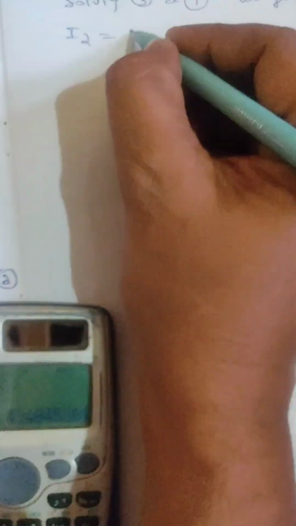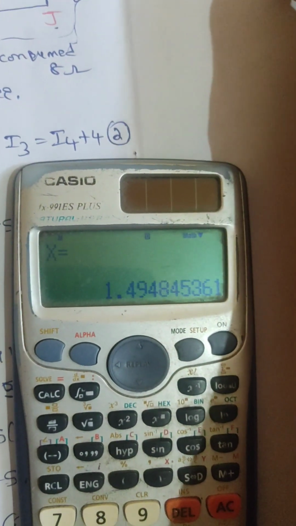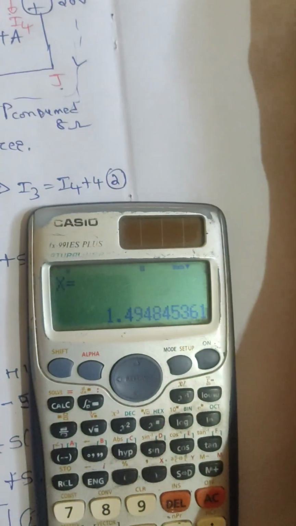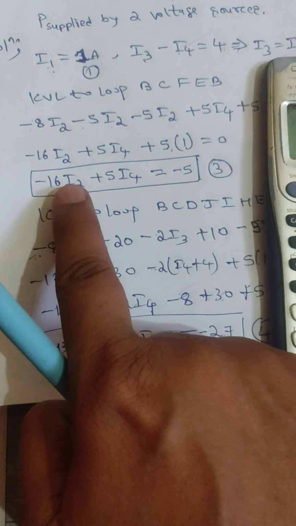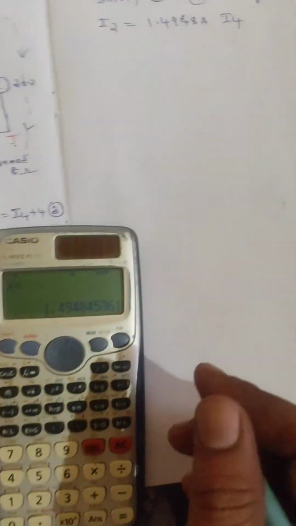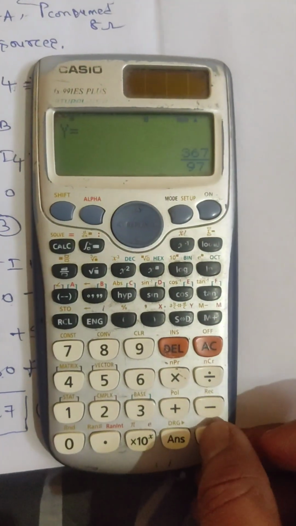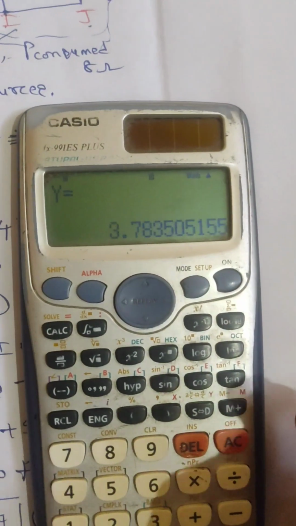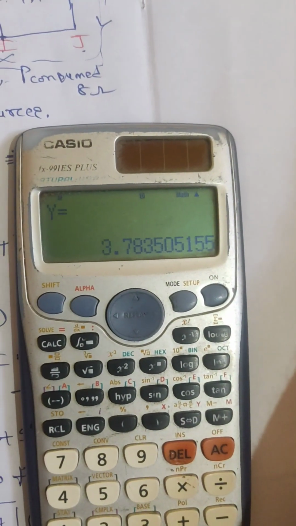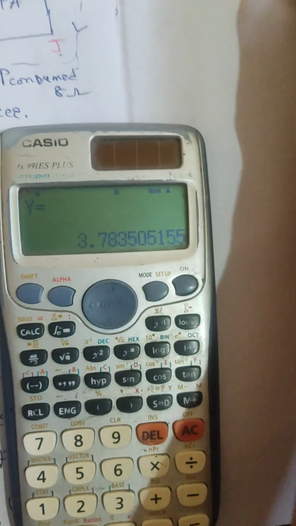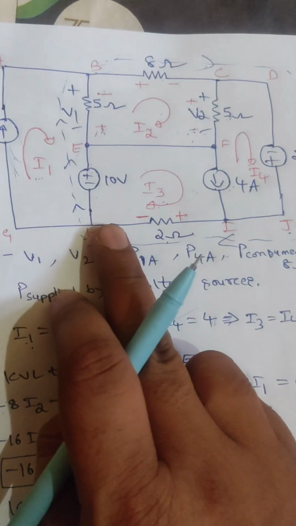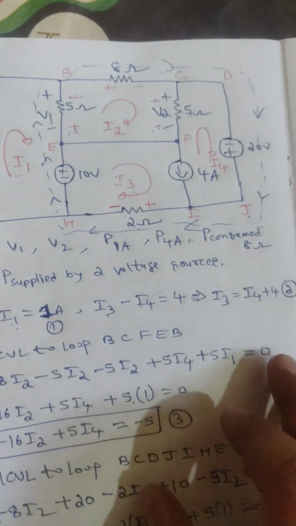So later we can write, by solving 3 and 4, we get the value of I2 as 1.4948 ampere. And what is our other variable? The other variable is I4. You should arrange them in the same order, I2, I4, I2, I4, constant, like that. Otherwise you may get a wrong answer. Again press equals. You can see the value of I4 is 3.7835. So we got both the current values positive. That indicates our assumed direction in the circuit is correct.